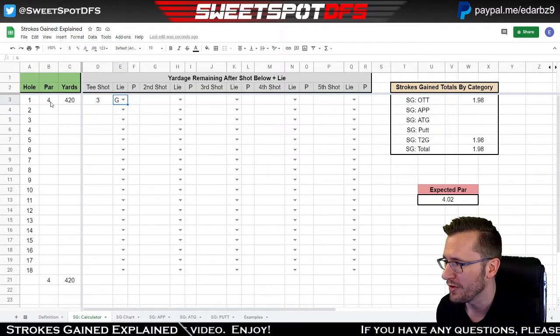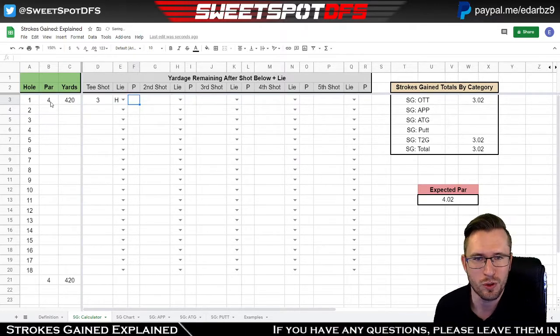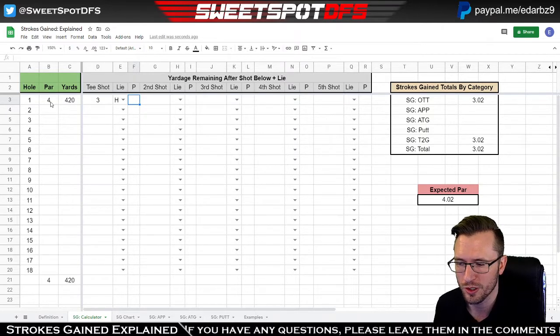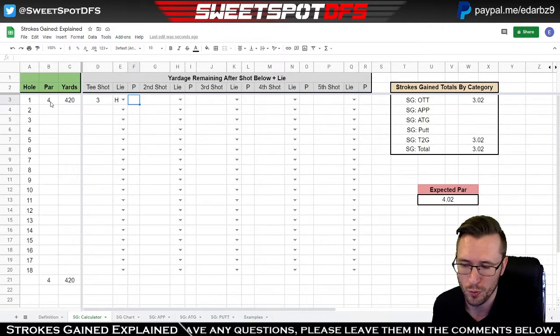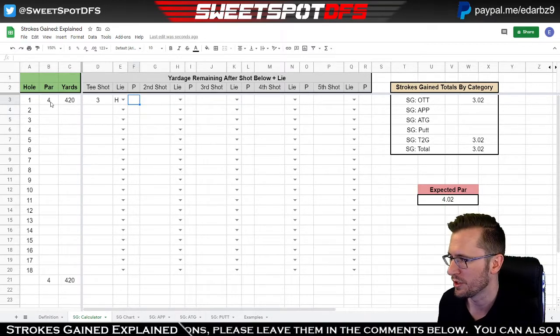Now, what would happen if he holed it? All I have to do is just put H here. I don't have to put any distance, but he would have gained 3.02, which makes sense because the expected par is 4.02 and he made a 1. So 4.02 minus 1, obviously 3.02.